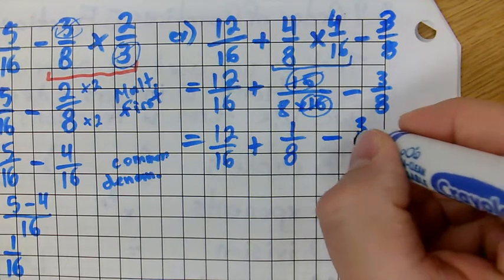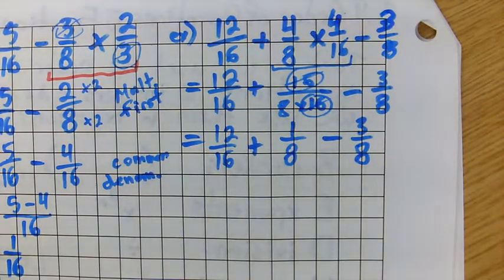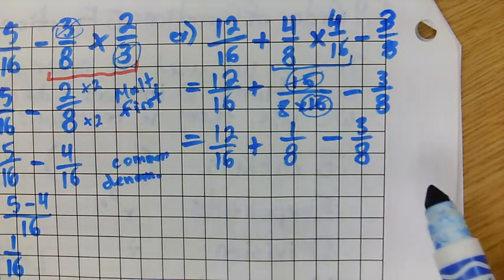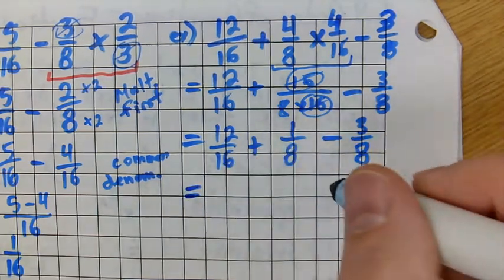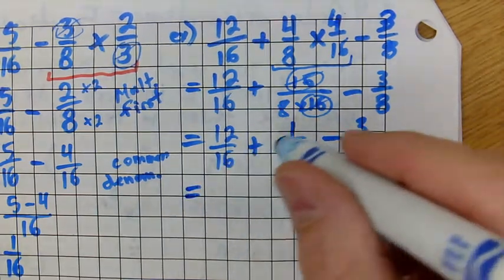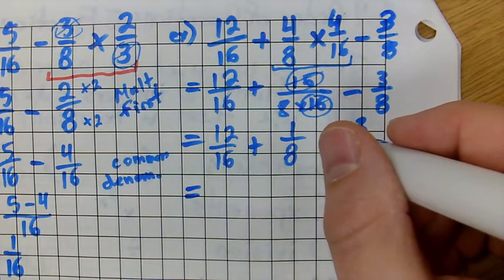Subtract 3/8. Now what's cool about addition and subtraction is the order you do it doesn't really matter too much, as long as that's all that you're doing, addition and subtraction. But technically, addition comes first.